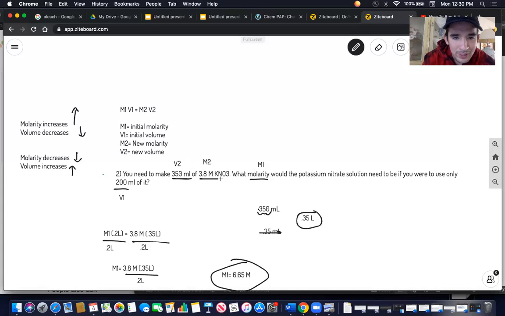I went from M1 to M2. My number decreased from M1 to M2. So if my molarity decreases, my volume increases. I increased from V1 to V2, and I decreased from M1 to M2. So I can check my work by looking at these little trends over here. If one goes up, the other goes down. And I did that, so it worked out. Okay, so that's it for these example problems.